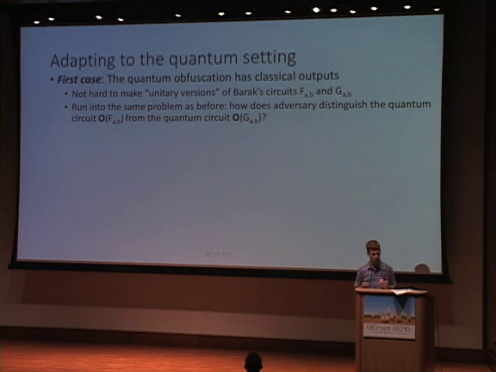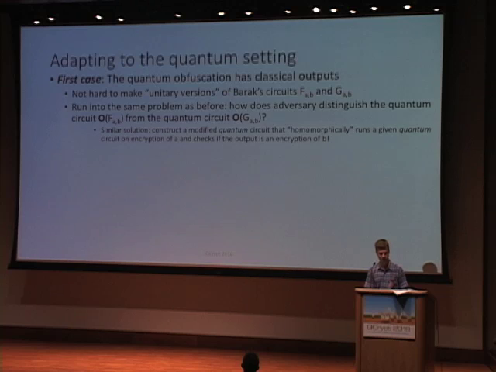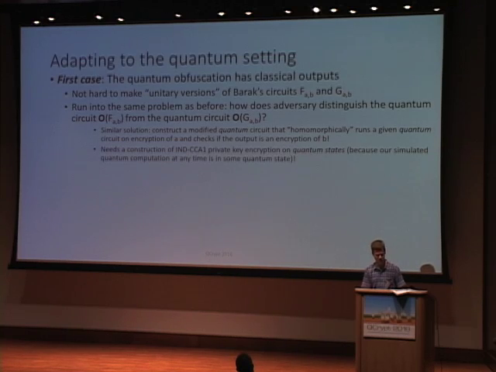But the hard part is that we run into exactly the same problem as before, which is: how does an adversary distinguish the quantum circuit obfuscation of F from the quantum circuit obfuscation of G? It has this input length problem again because they're circuits, and we have a similar solution. The idea is to construct a modified quantum circuit that homomorphically runs a given quantum circuit on the encryption of A and checks that the output is the encryption of B. But of course, quantumly, this is far from trivial.